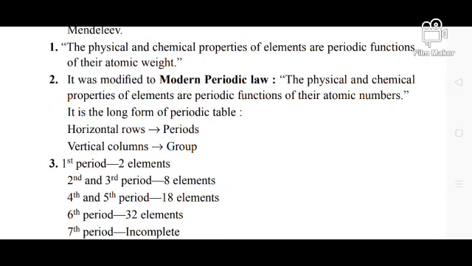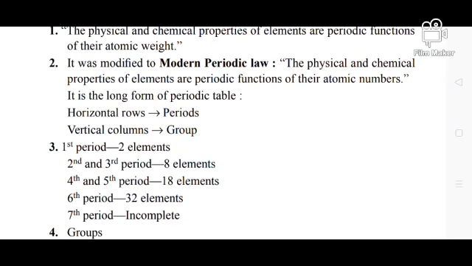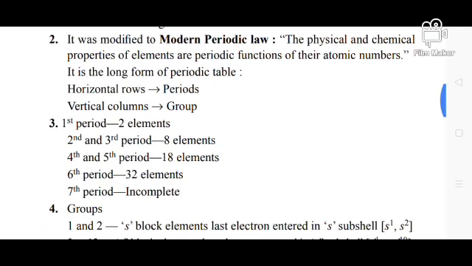So, in the periodic table, we have horizontal rows and vertical columns. The horizontal rows are known as periods, and the vertical columns are known as groups. This is the common thing; you all know it.